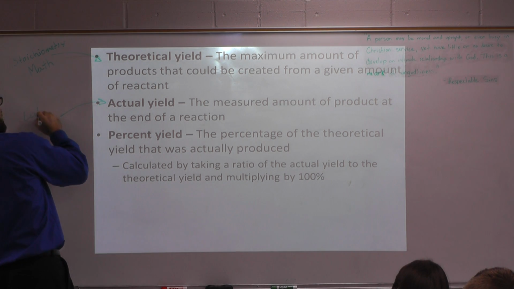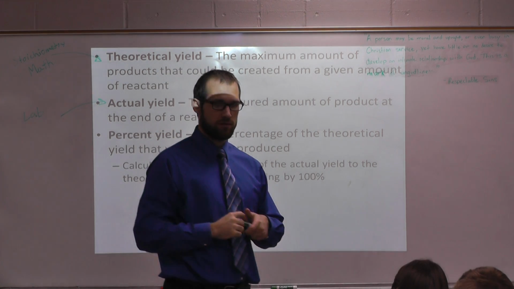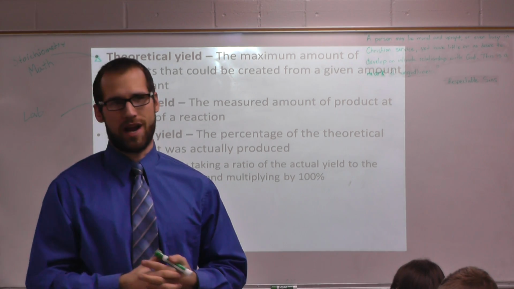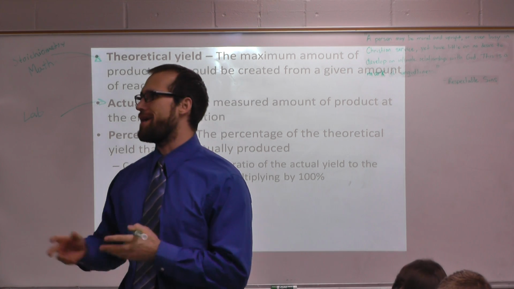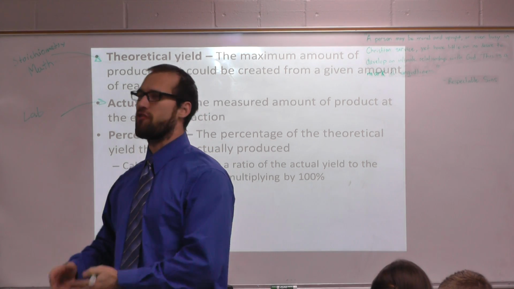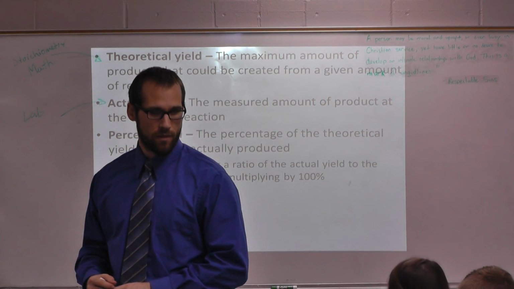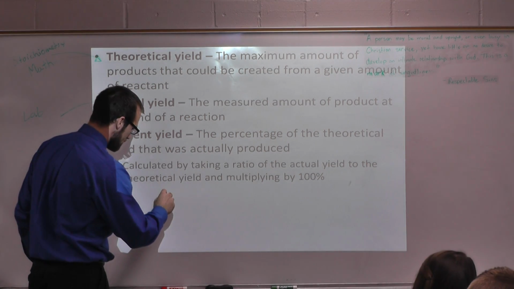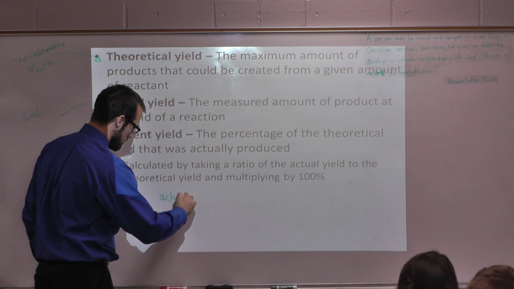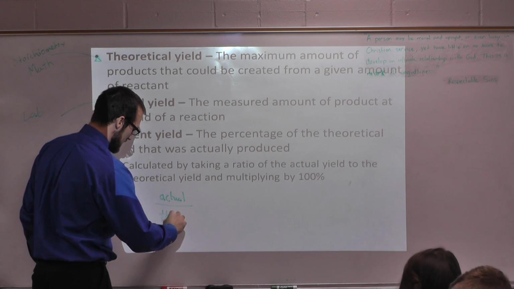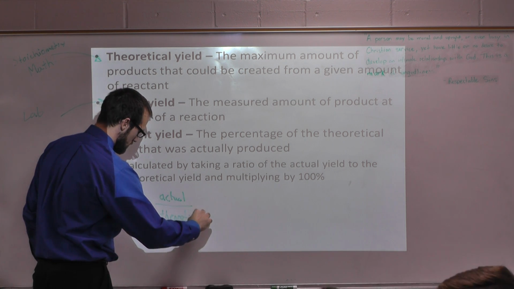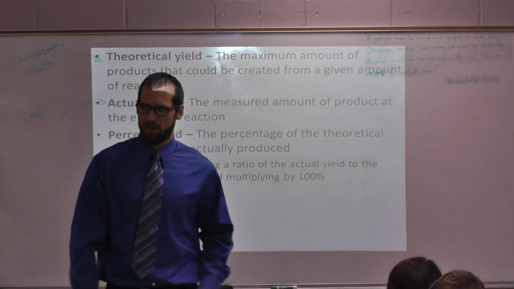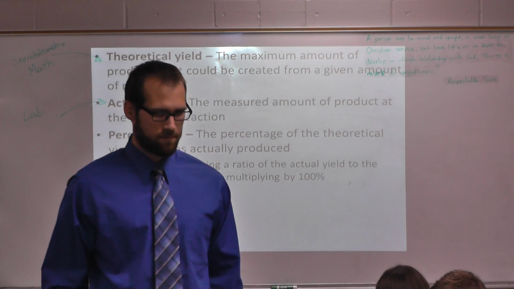The actual yield is what you actually get in the lab. So for example, I go into the lab, I do a chemical equation, and I get 40 grams of a product. When I do the stoichiometry, I should have gotten 45 grams of the product. So what the percent yield would be, here's your equation for it. You're going to have to write this in. It is your actual yield divided by your theoretical yield.